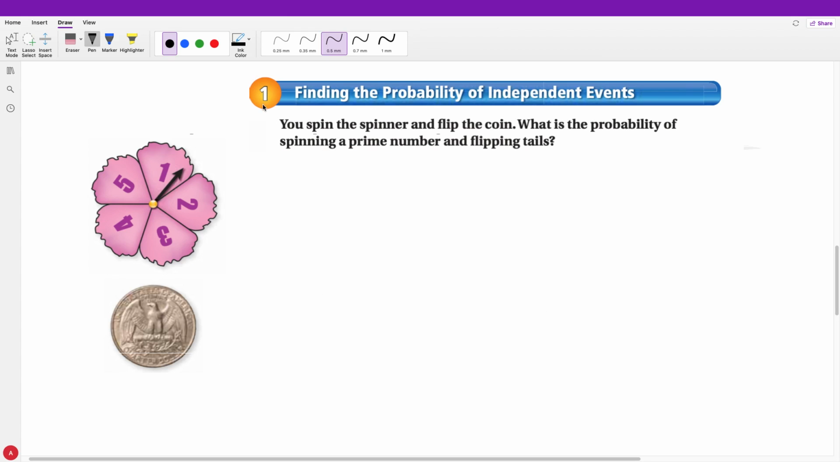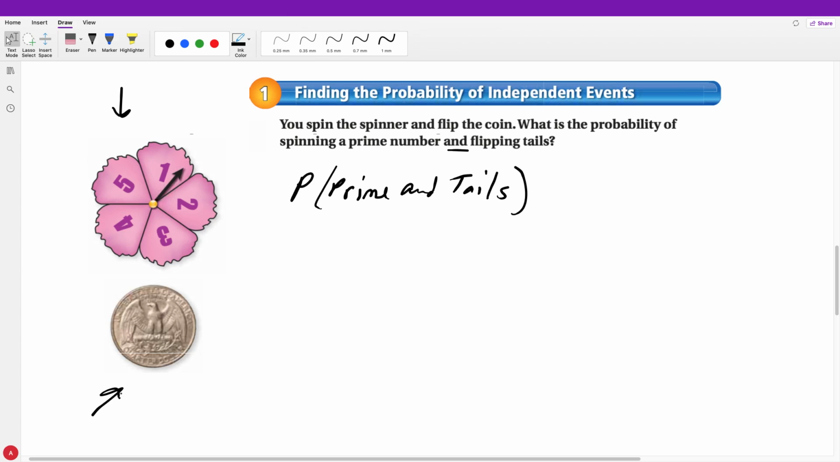All right, so here it says you spin the spinner and you flip the coin. What is the probability of spinning a prime number and flipping a tails? So we want both to happen. So we're looking for the probability of prime and tails. In this example, they're independent of each other. What I spin on the spinner has no effect on how this coin will be flipped.